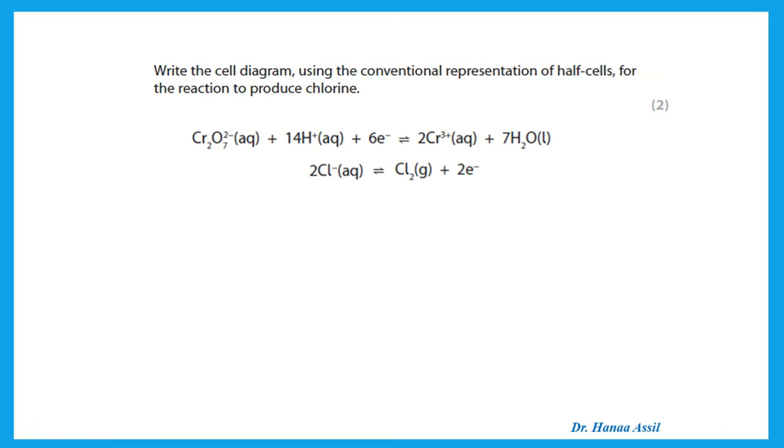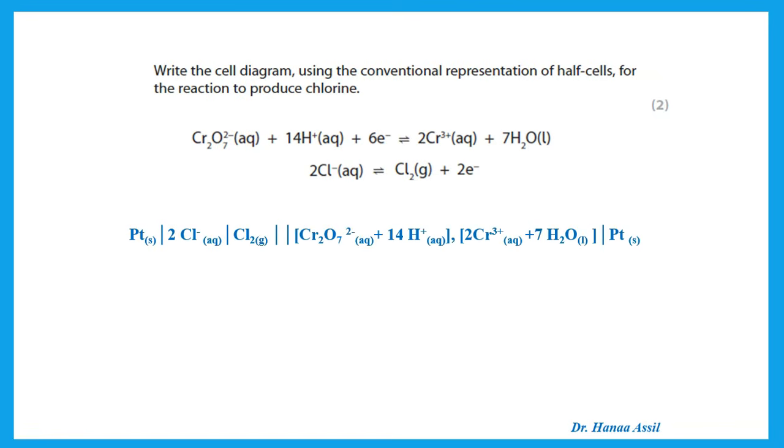Again, what is happening? Where is the oxidation? Where is the reduction? We have the chloride going to chlorine. That is the oxidation part, where chloride loses electrons and becomes chlorine. So that's the part that will be written on the left. This is a mixture of what? Chloride solution and chlorine gas. We don't have a solid in that half cell, so my electrode must be platinum.